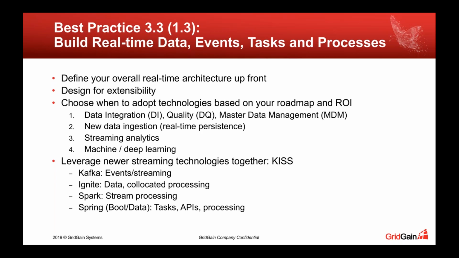So think about when you're adding in each of these other technologies for real-time data, events, tasks, and processes. You're going to be looking at new technologies, by the way. A common pattern I'm seeing now is what I call KISS. It's not keep it simple, stupid. It's Kafka, Ignite, Spark, and Spring. Spring Boot and Spring Data, which is used for the tasks and some data access. But Spark for the stream processing, Ignite for the data management, and Kafka for the streaming. I'm seeing a lot of that being used together.